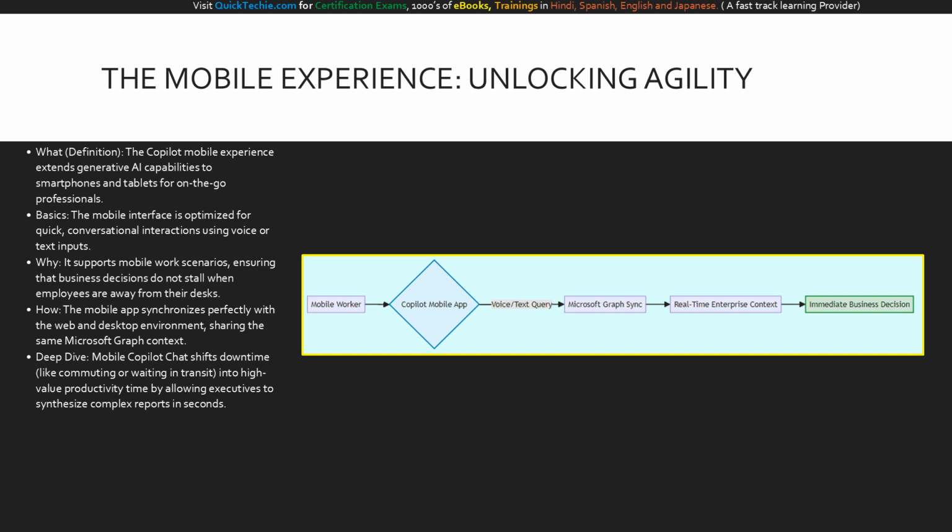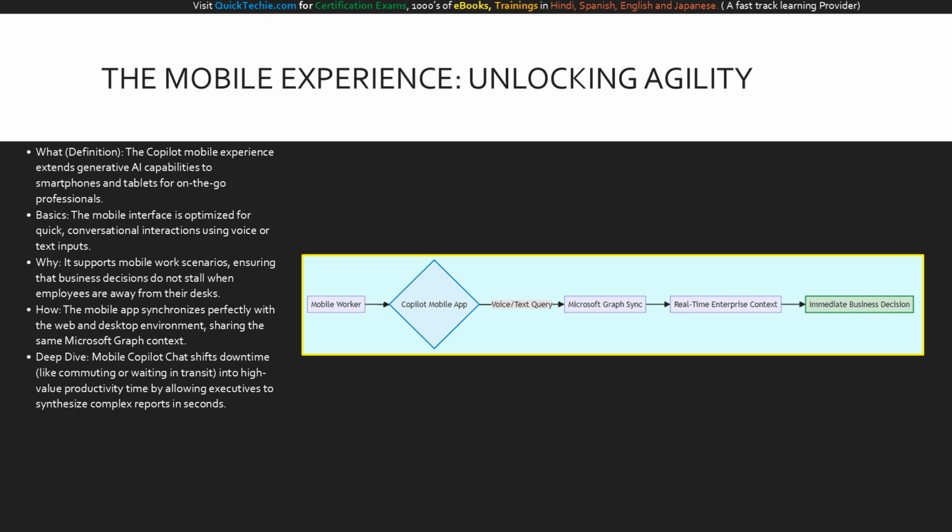This flow illustrates the agility of the mobile experience. It begins on the left with the mobile worker, who interacts with the Copilot mobile app via a quick voice or text query. Notice how the query seamlessly routes through the Microsoft Graph sync node. Even though the user is on a mobile device, they are instantly connected to the real-time enterprise context, their latest emails, Teams messages, and SharePoint documents.